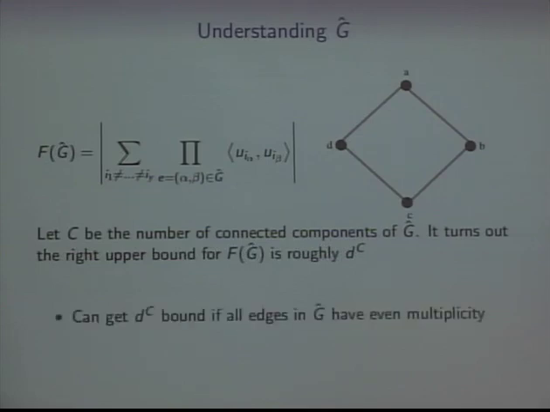And I also claim that if you're lucky and this graph has all even edge multiplicities, you can get this bound, which is d to the number of connected components. There is a proof of that. I'm not going to show it. Unfortunately, you're not always lucky. This does not have all even edge multiplicities. Right? So what do?